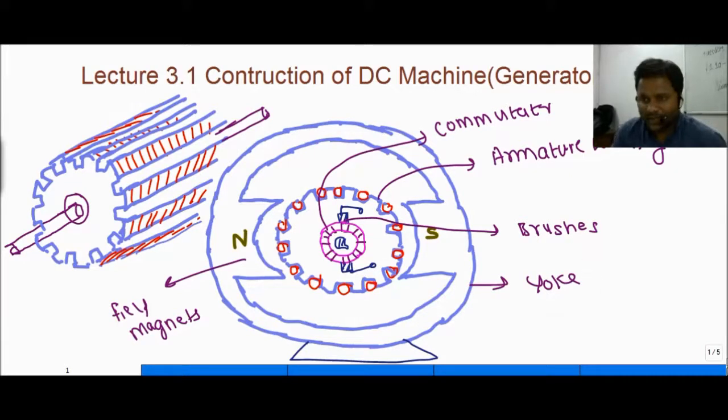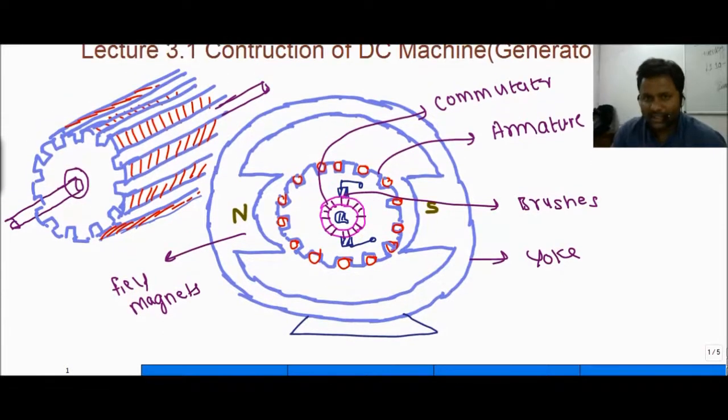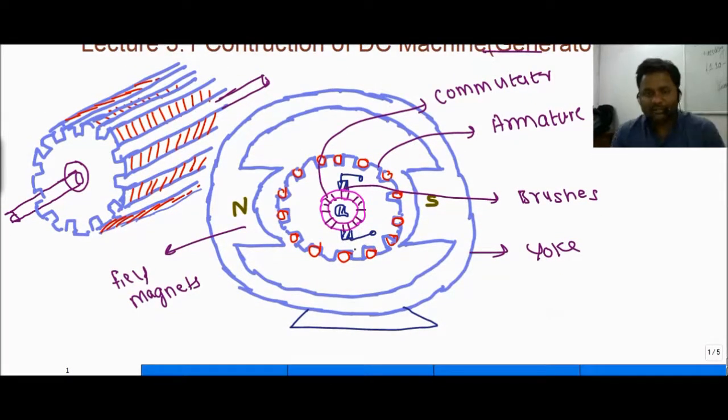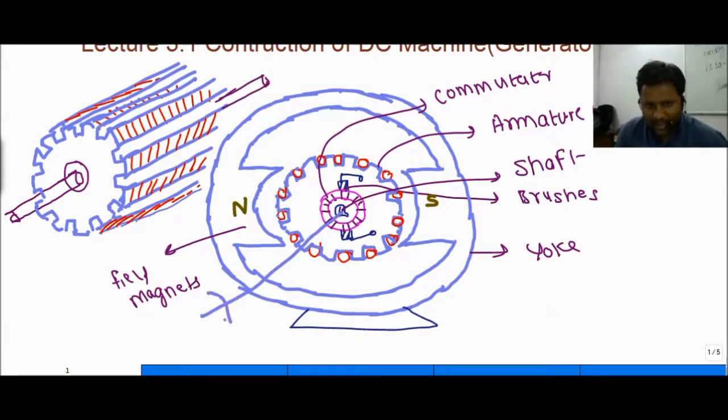So in this lecture, we have to learn how the DC generator works and how the construction is designed. This is called the shaft. This machine, and this is the magnet. And if this rotor is rotated by the external prime mover, then what will be the effect on the machine, that we have to learn.